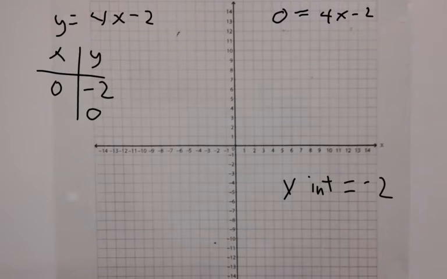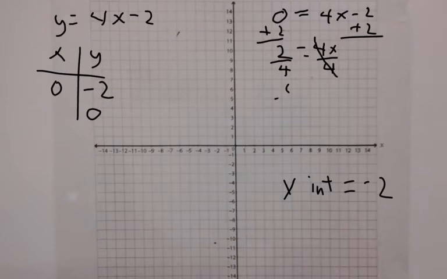And now I have a two-step equation to solve. I will add 2 to both sides to start with. So I get 2 equals 4x. Then how do I get x by itself? I have to undo multiplying by 4. And I end up with 2 fourths, which I'm going to reduce. It's 2 divided by 4, which would be a half. So when y is 0, x is a half.